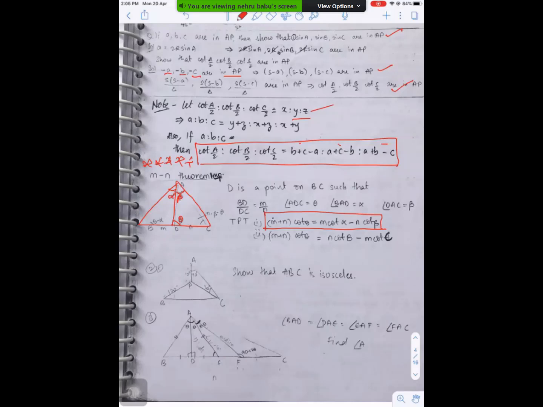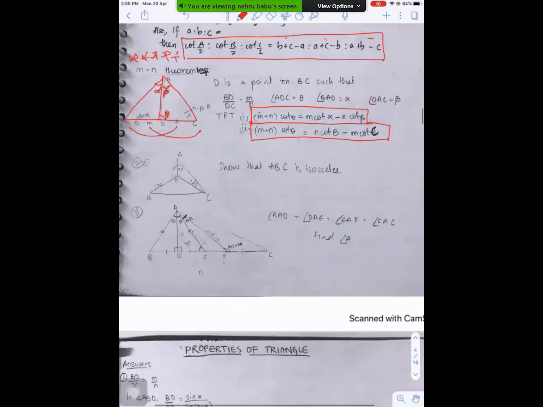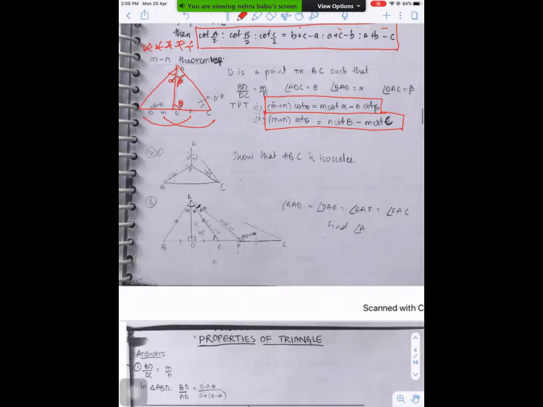This is the formula in terms of alpha beta, and the same MN theorem in terms of B and C angles also you can write. That is M plus N cot theta equal to N cot B minus M cot C. Okay, this is also one very important result. So M plus N cot theta equal to M cot alpha minus N cot beta, and M plus N cot theta equal to N cot B minus M cot C.